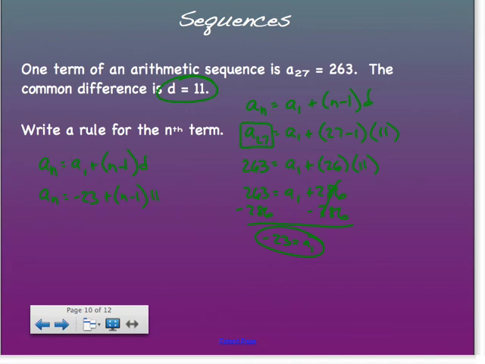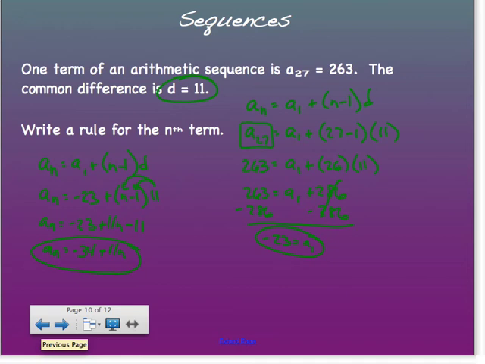Now, if you take a look at this, I think I can simplify this. I'm going to distribute the 11 to both things on the inside. And if that's the case, I get a sub n equals negative 23 plus 11n minus 11. So then a sub n equals negative 23 minus 11 more, should give me what? Negative 34 plus 11n. I think right there, guys, is my general sequence for this situation.